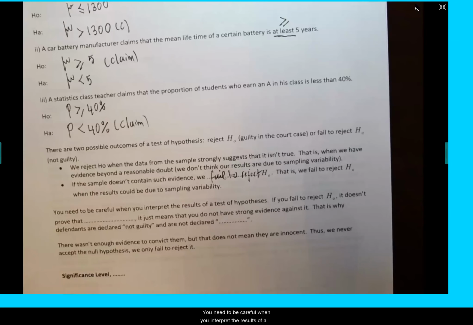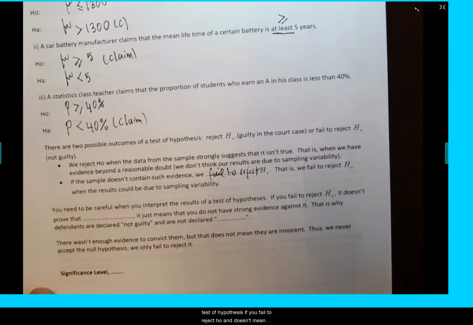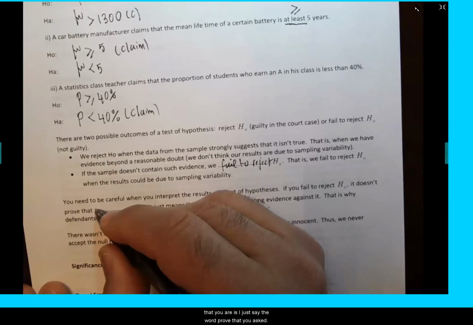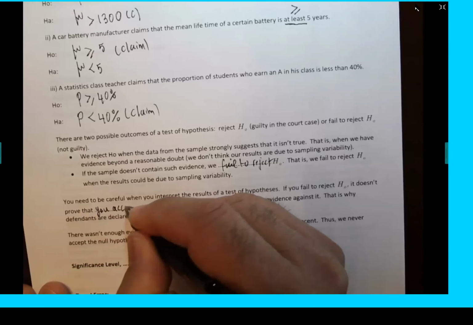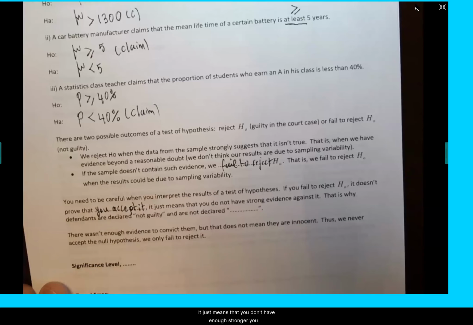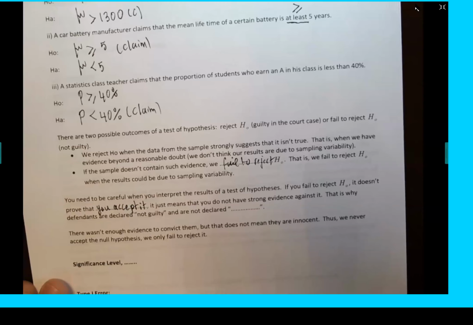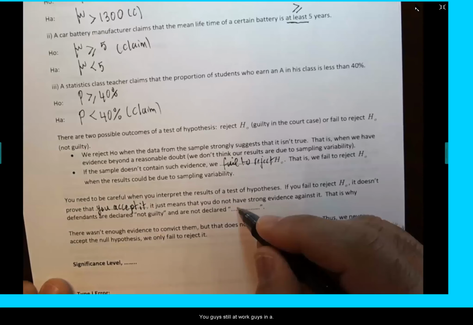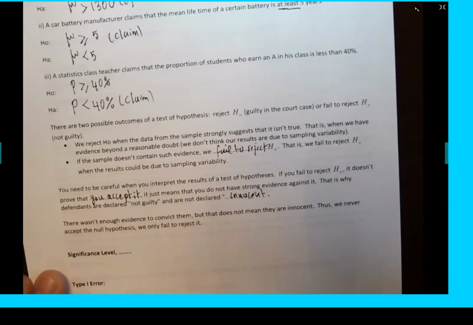You need to be careful when you interpret the results of a test of hypothesis. If you fail to reject H0, it doesn't mean that you what? I just said the word, prove that you accept. It just means that you don't have strong evidence against it. That's why defendants are declared not guilty and are not declared, you guessed the word, guys, innocent. Okay.